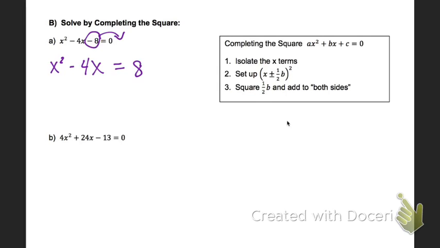From here, I'm going to take half of my b term, and then I'm going to rewrite as x minus 2 squared. So set it up, and this plus or minus will always match the middle term.